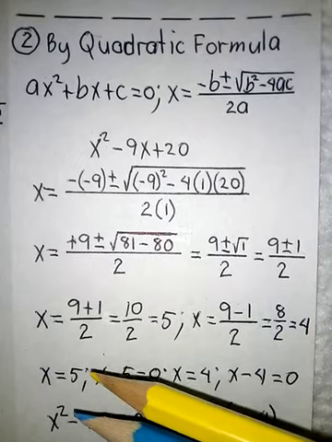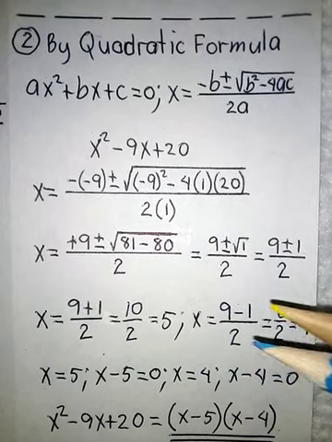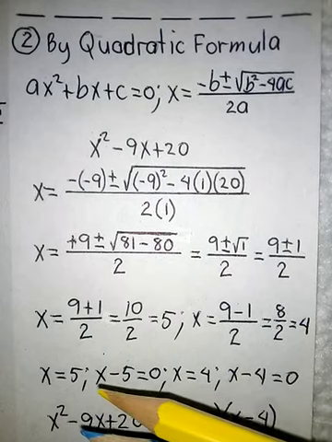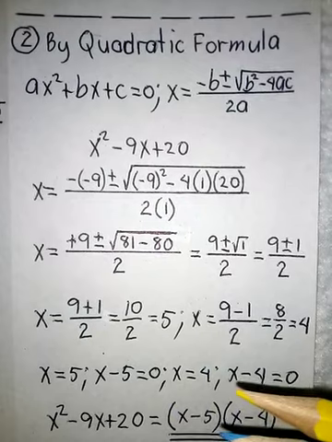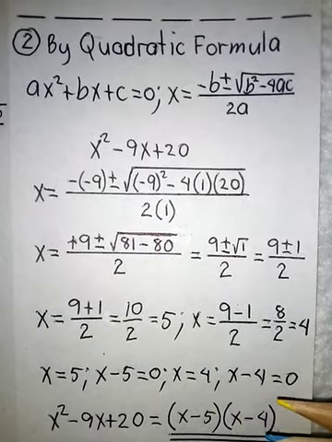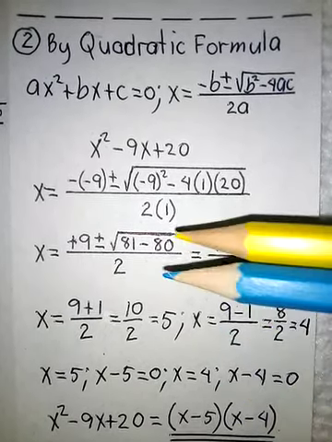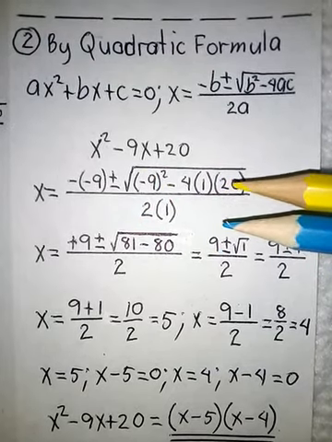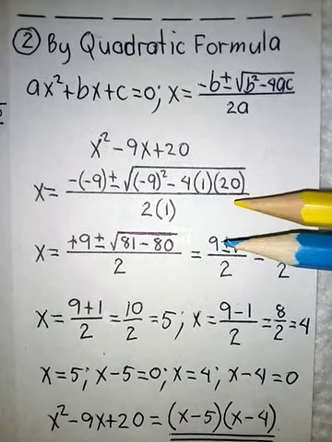So, therefore, we have x is equal to 5, or x minus 5 is equal to 0. And then we have x is equal to 4, or x minus 4 is equal to 0. Therefore, the factors of x squared minus 9x plus 20 is equal to quantity x minus 5 and quantity x minus 4. So, using either of the three methods, you must get the similar answer.